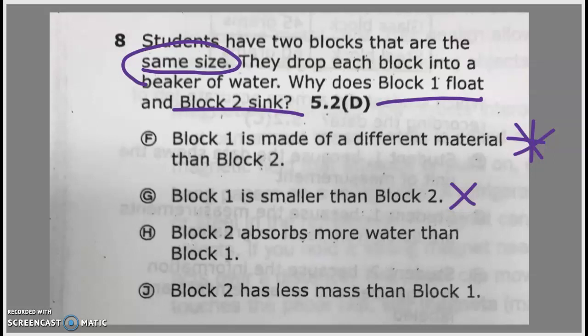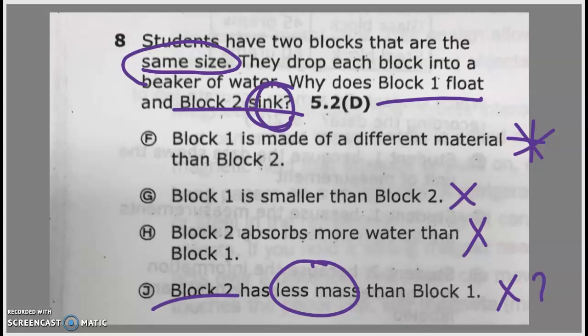Block 2 absorbs more water than block 1. Remember that the absorption of water doesn't necessarily equate to density. So that one is something that they could use to kind of trick us, but it's not necessarily a direct connection. Block 2 has less mass than block 1. Remember that with the mass, we're talking about the compactness of the particles, and if block 2 has less mass, why does it sink? Question for you, right? Therefore, that one is not a good answer. Our best answer choice is going to be F.